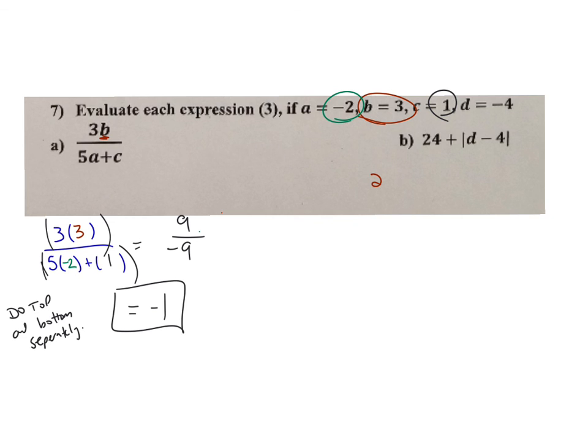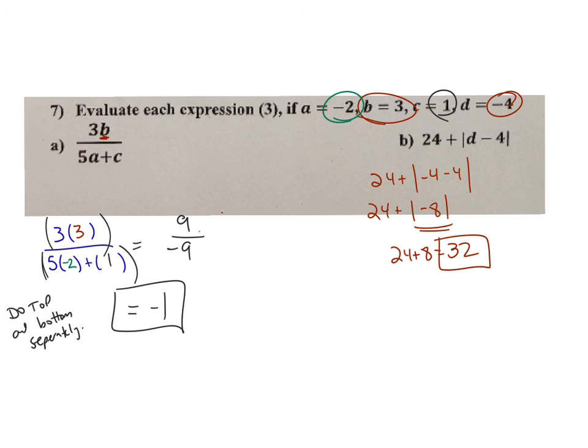24, B is going to be 24 plus the absolute value. Instead of D, I'm going to put -4 minus 4. Now remember, absolute value is basically like parentheses, except if it's a negative number after you do all the work, then it becomes a positive number. So this becomes 24. -4 minus 4 is -8. This right here turns into positive 8, so it becomes 24 plus 8, which is 32. Alright? Remember, evaluate means give me a number answer.